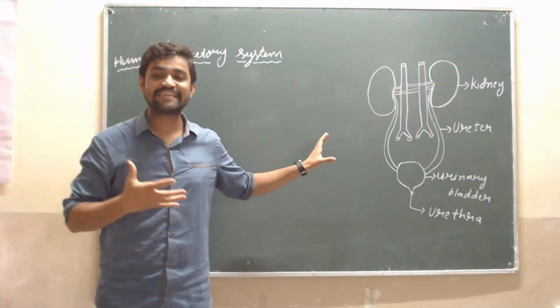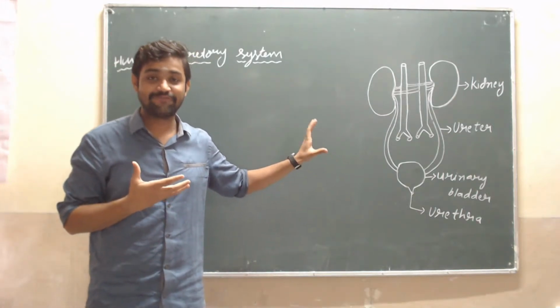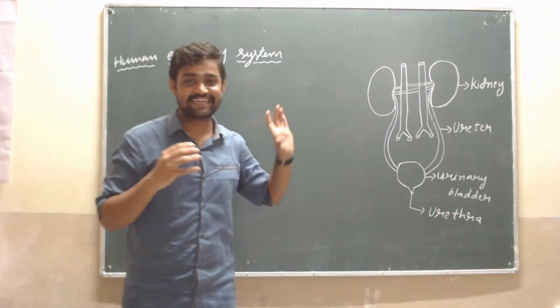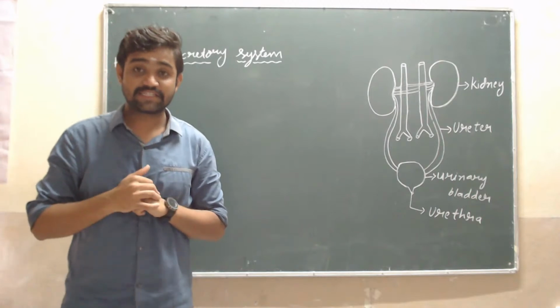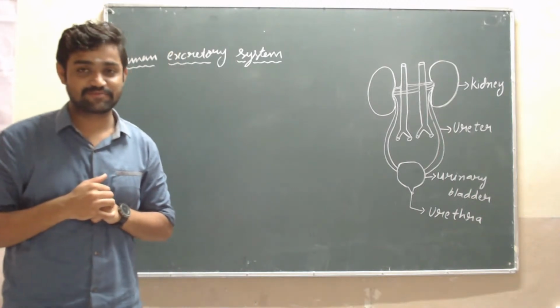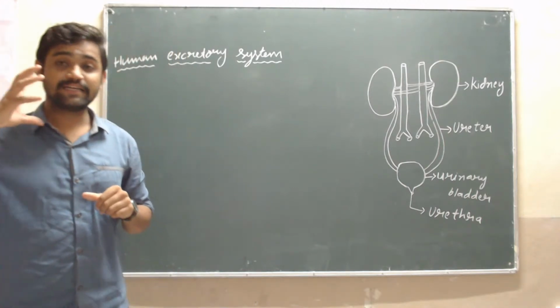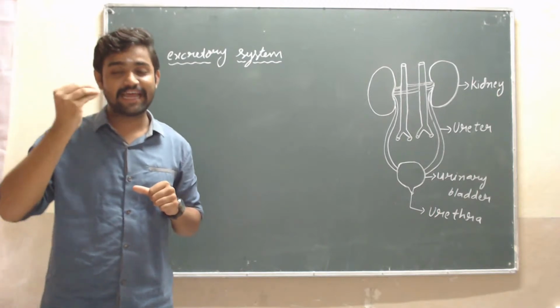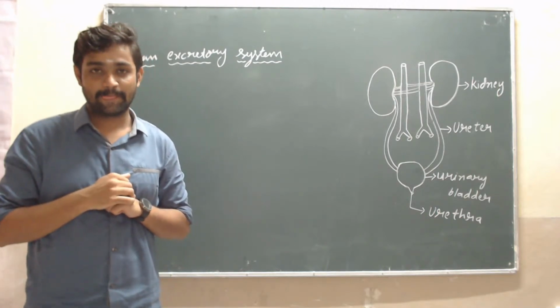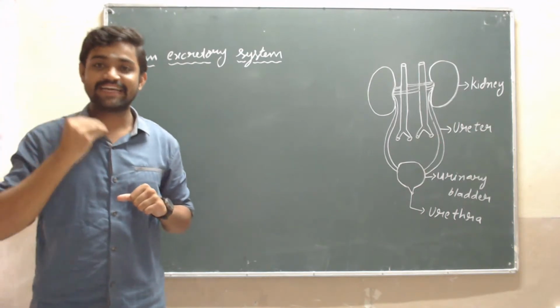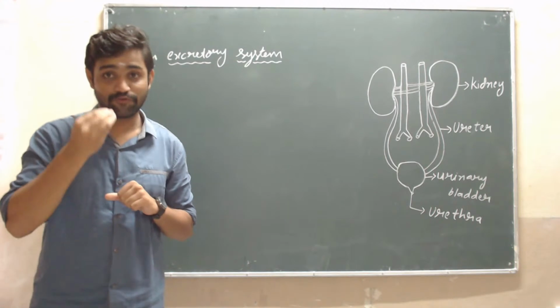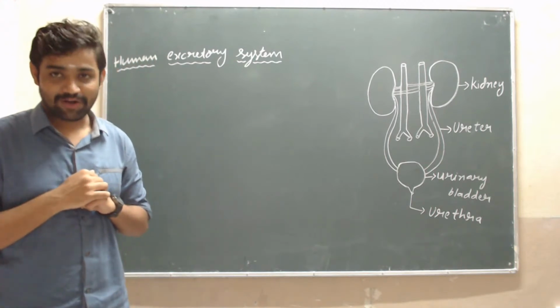To remove the waste particles from our body, we need a system called the excretory system. You may ask, our body contains many waste substances, so from where do they enter our body? Through food, they enter into our body.